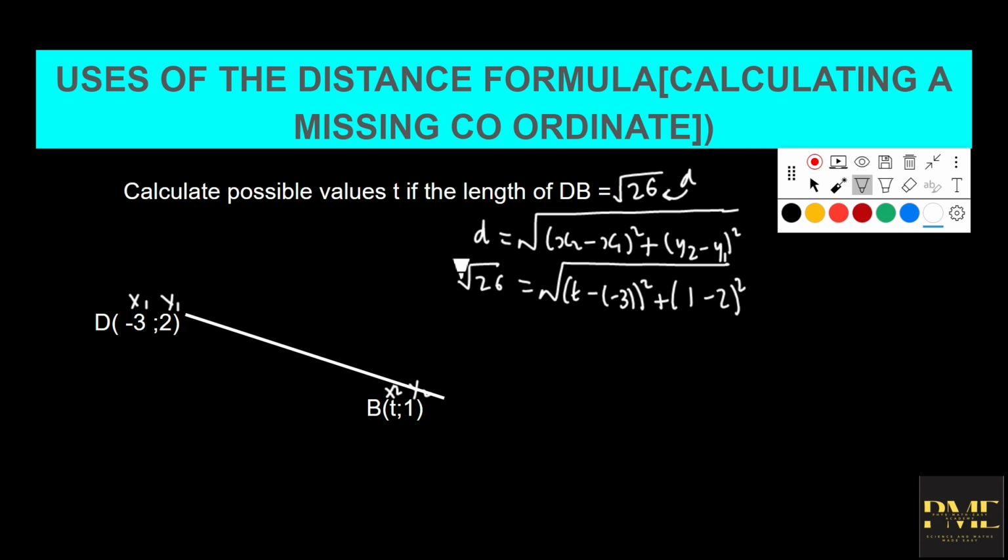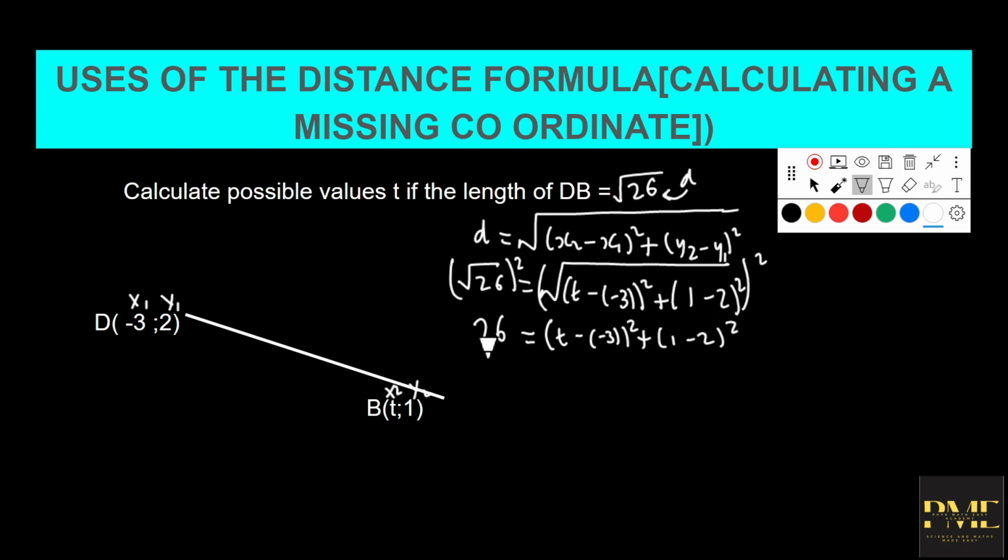So at this stage, can we just get rid of our square root signs, okay? Then we know from algebra we can get rid of our root signs by squaring both sides. So square this side, square this side. So right, after squaring both sides, once you square, the square root goes away. So we are going to be left with 26, equals, and then on this side here, the square root goes away again, right? So basically we have t minus negative 3, and all this is squared, and then plus 1 minus 2, and then all squared, okay?